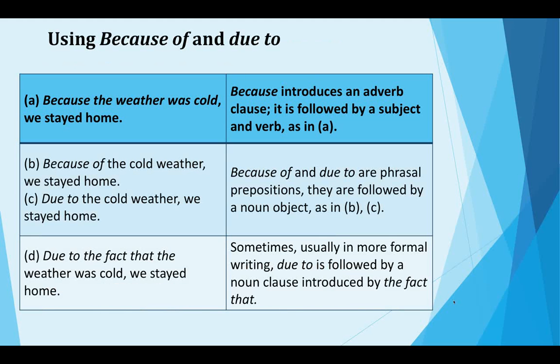Let's see some examples, using because of and due to. Because the weather was cold, we stayed home. Because introduces an adverb clause, it is followed by a subject and verb. Because of the cold weather, we stayed home. Due to the cold weather, we stayed home. Because of and due to are phrasal prepositions. They are followed by a noun object. Due to the fact that the weather was cold, we stayed home. Sometimes, usually in more formal writing, due to is followed by a noun clause introduced by the fact that.